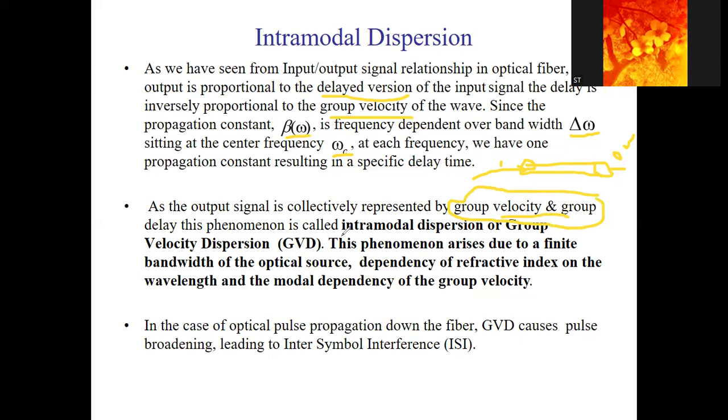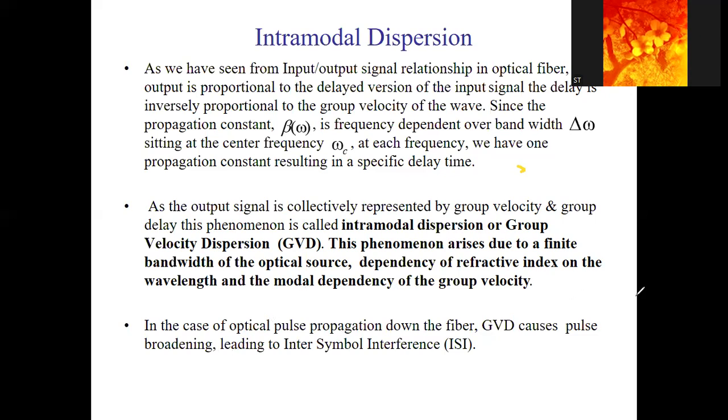So that's why this type of dispersion is known as GVD. What do you mean by GVD? GVD means group velocity dispersion. Here you can see group velocity dispersion, or intramodal dispersion. This GVD phenomenon arises due to the finite bandwidth of the optical source, and it depends on the refractive index, which is dependent on the wavelength, and on the group velocity.